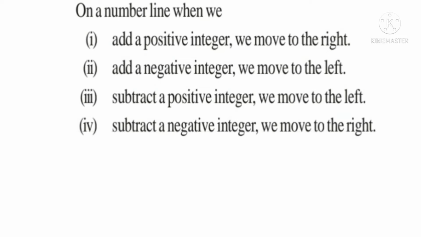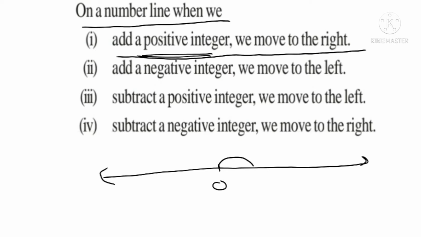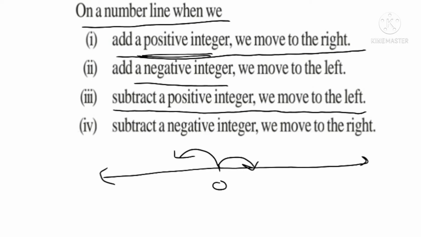Now, what we know is that on a number line, when we add a positive integer, we move to the right. We can understand this with the help of the number line: if we add a positive integer, we have to move to the right hand side. If we add a negative integer, then we have to move to the left hand side. Subtract a positive integer, we move to the left. If we are subtracting any positive integer, then we are moving towards the left of that particular number.